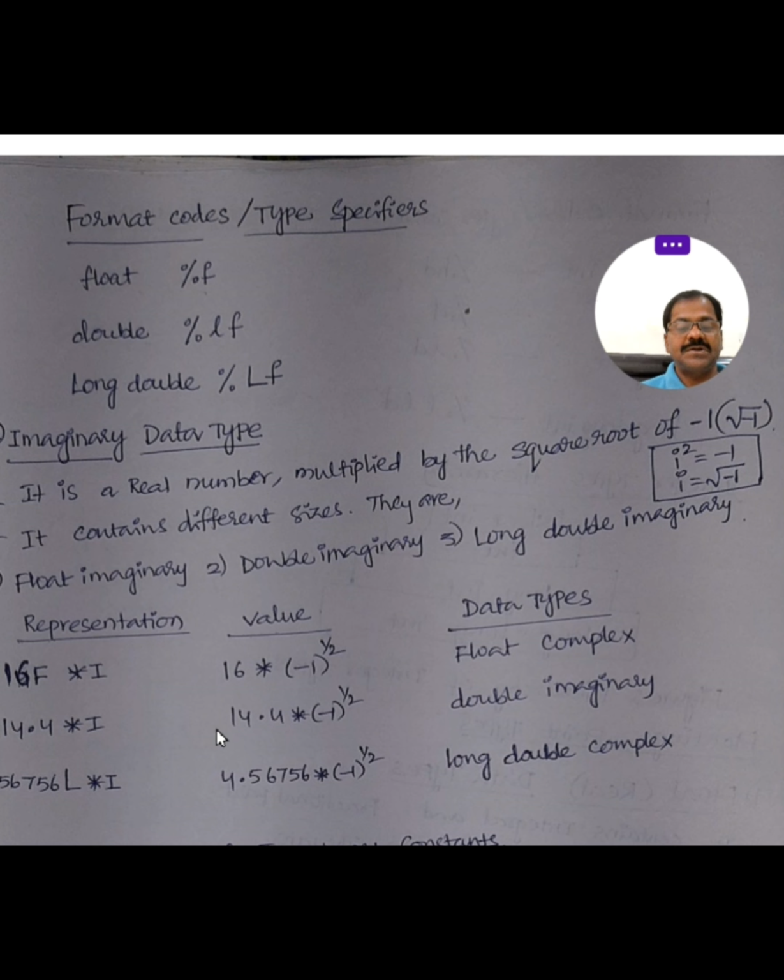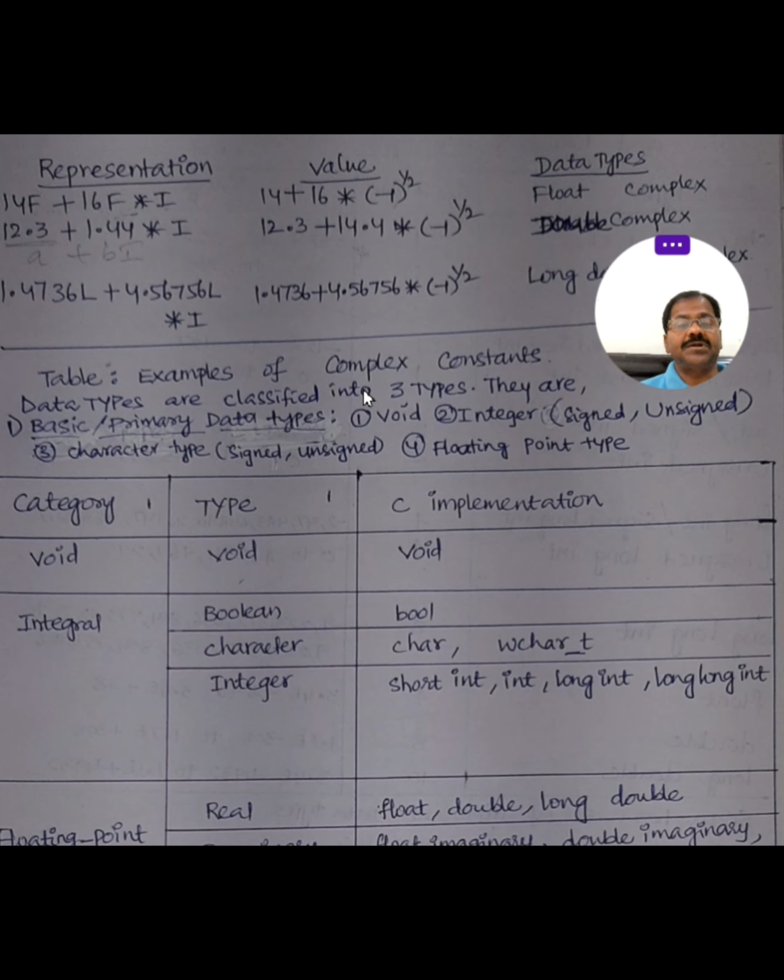Here you see representation for the float complex, double complex, long double complex, float imaginary, double imaginary, long double imaginary values. Next, representation for the complex values, 14f plus 16f into I for float complex, double complex, long double complex, like that. This is the value in mathematical representation. Okay. In C language we have to give like this. This is the complex value a plus bi.